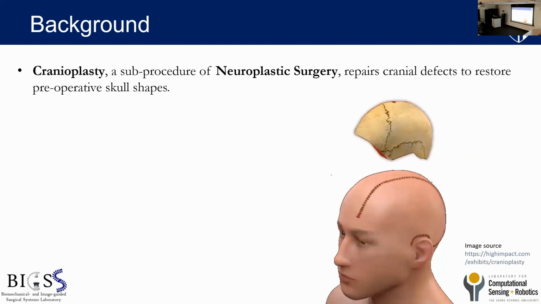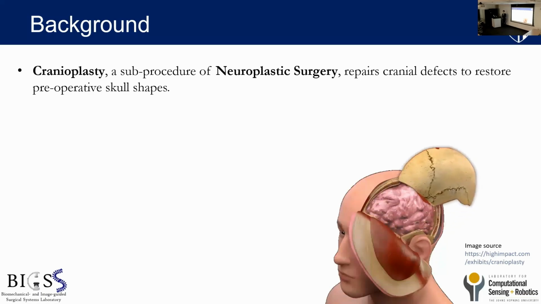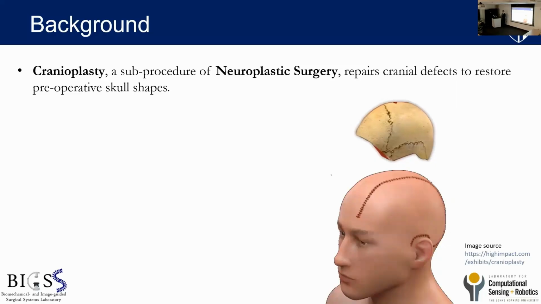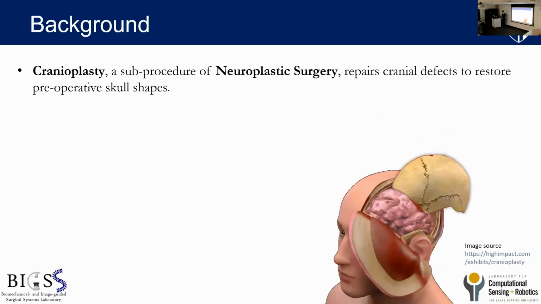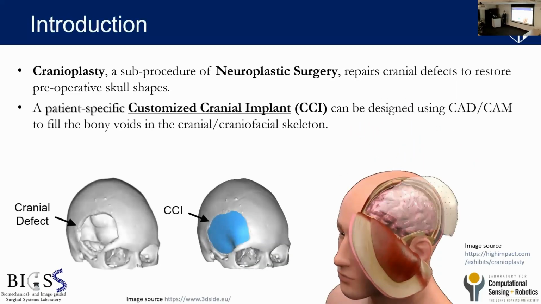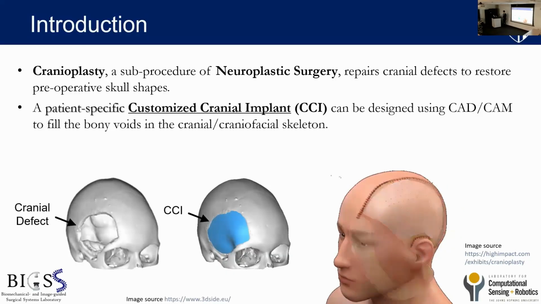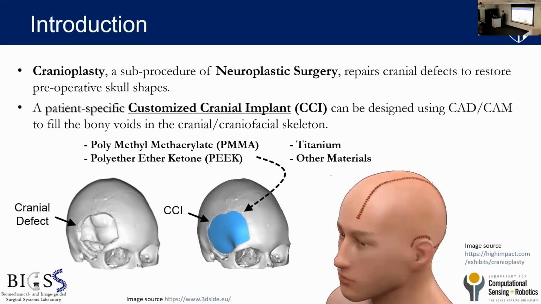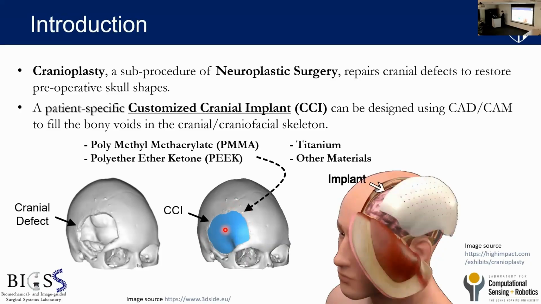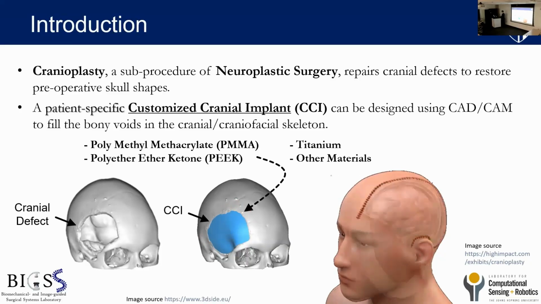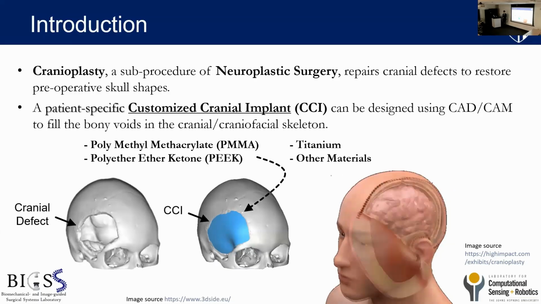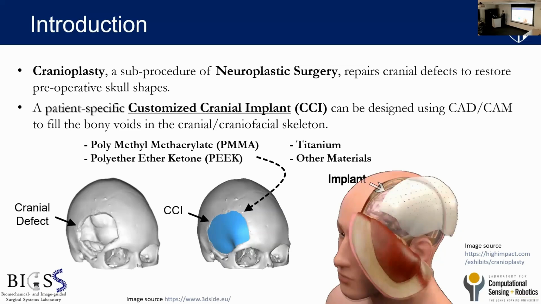However, in many cases, as I mentioned, due to trauma, the bone flaps are already damaged, or due to cancer, the bone is no longer functioning. In such cases, we consider using a patient-specific customized cranial implant that's designed using computer-aided design and manufacturing techniques based on the patient's preoperative CT images. Therefore, it matches the exact geometry of the patient's original skull bone. And it can be made of different types of materials, such as PMMA, PEEK, and even titanium alloys.